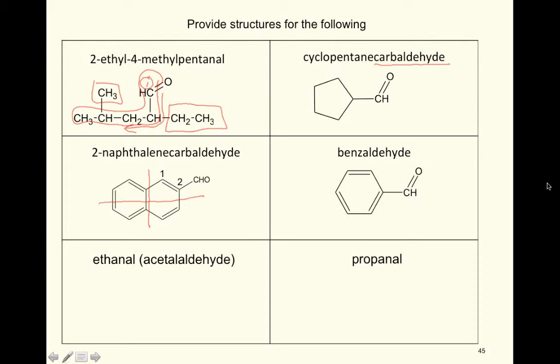Benzaldehyde is one we've had before. Ethanal or acetaldehyde, that's one we saw earlier that you needed to know the common name for, acetaldehyde, because that's what you see more often than ethanal. We only have 2 carbons with my OH double bond O and H group here. This is carbon number 1. And propanal.